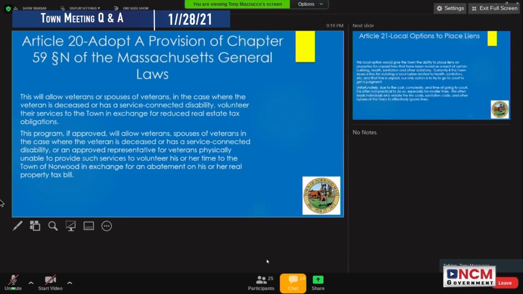What this allows us to do is not only have a veterans duty program, so veterans can actually get the same program that seniors do for the tax work-off program, it would also make sure that we allow veterans who are disabled.